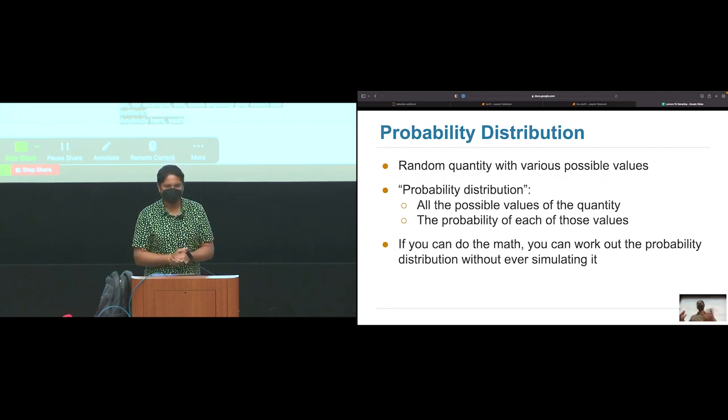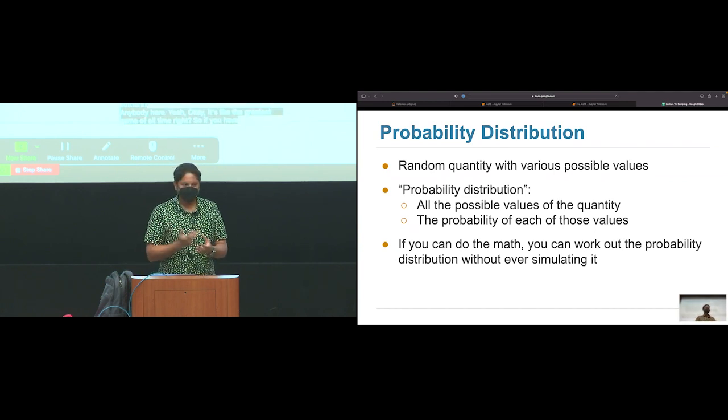So if you have these two die rolls, and you count the number that they sum up to, that probability distribution is a little more complicated than just a single die roll, because you can have so many different combinations of things.